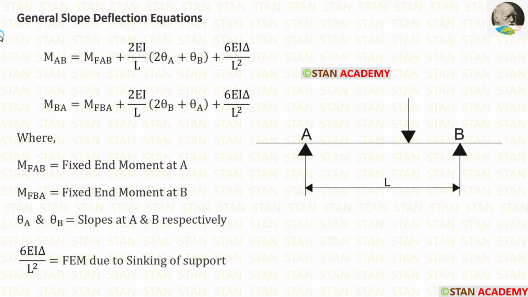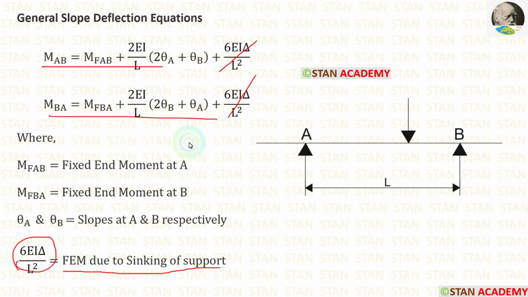If in the question nothing is mentioned about sinking or settlement of the supports, we can assume that there is no settlement and sinking in the given beam. In this problem also, there is nothing mentioned about sinking or settlement of the supports, so we can assume that there is no sinking in the given beam. In this case, the fixed end moments due to sinking of the supports will be 0, so no need to consider these two values when we apply the slope deflection equations.